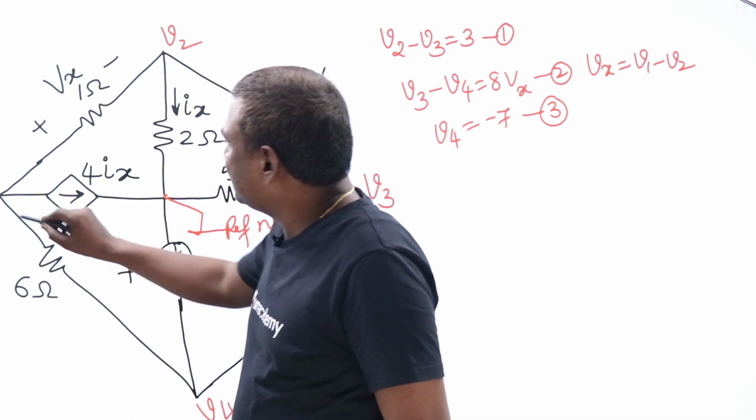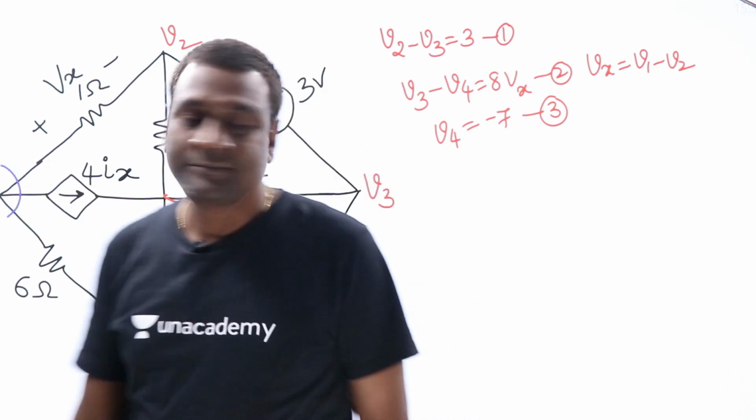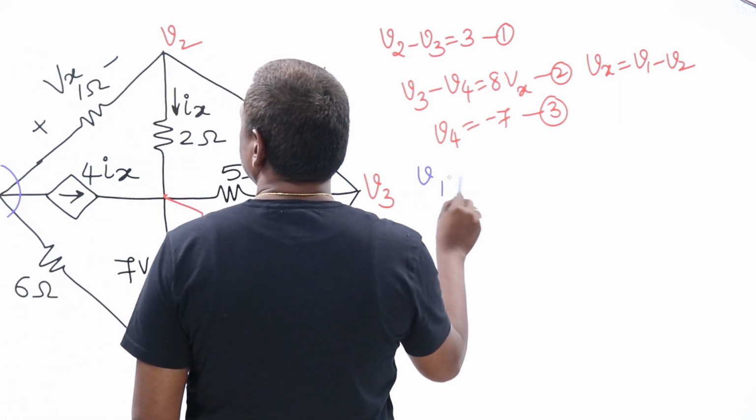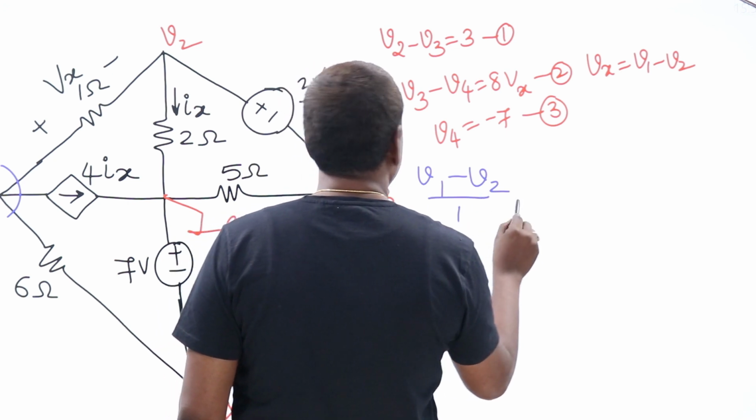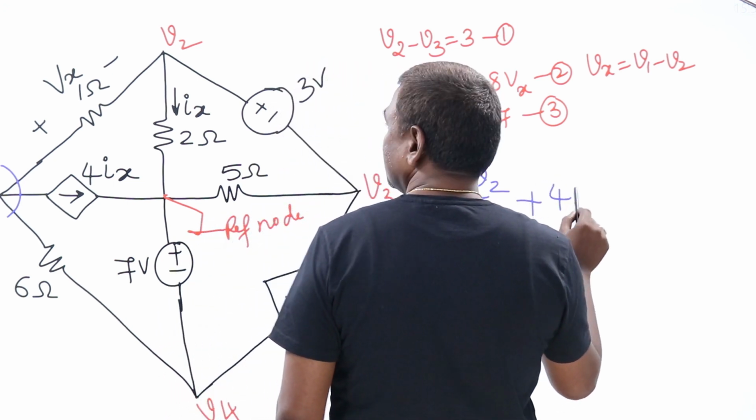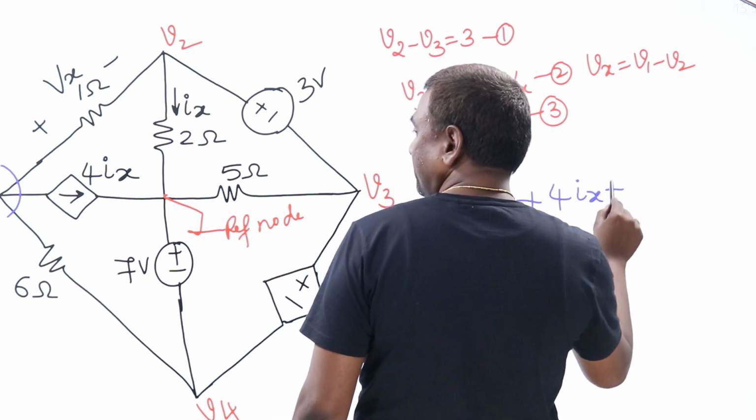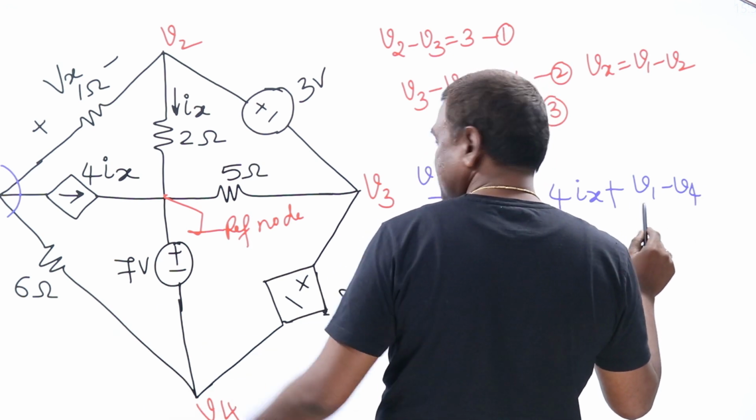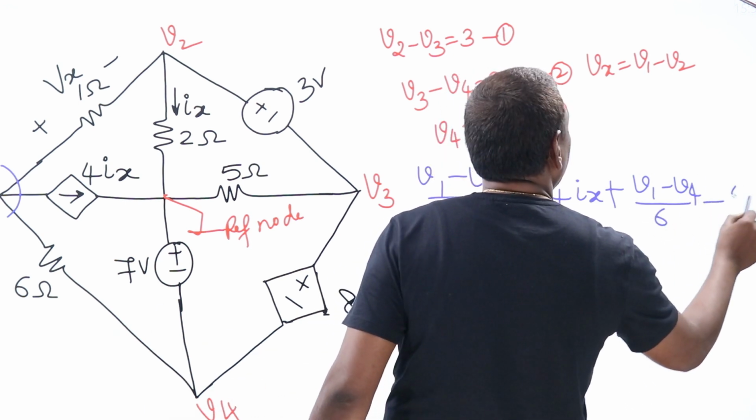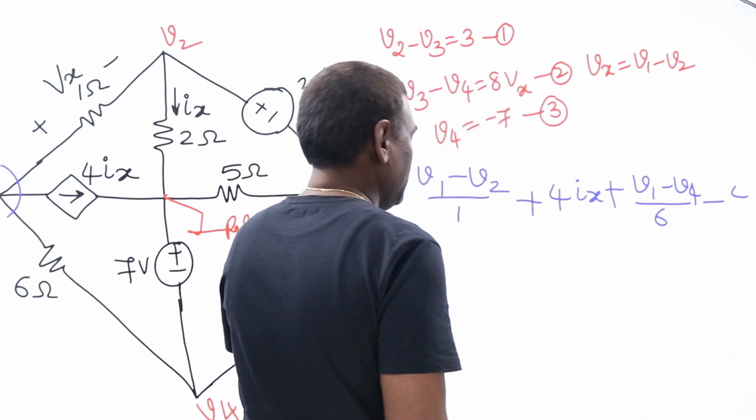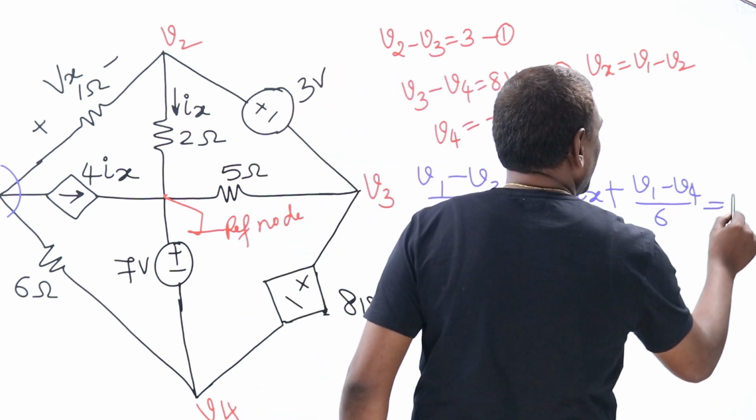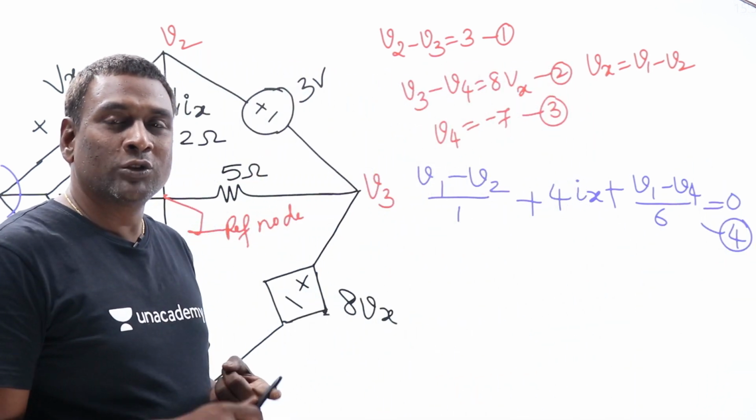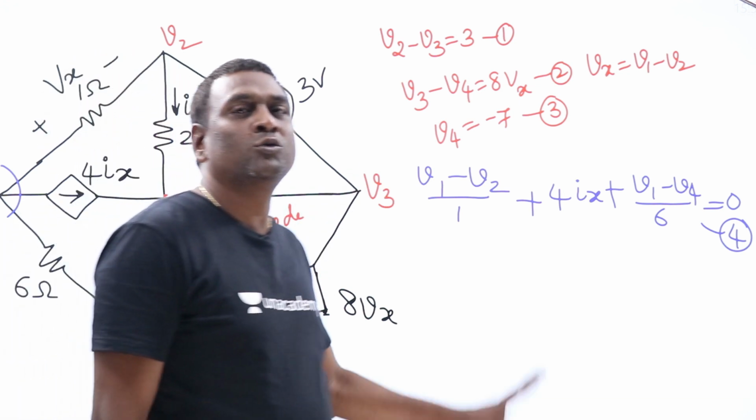If I start KCL here, what is the leaving current here? V1 minus V2 by 1 plus 4Ix plus V1 minus V4 by 6 equal to 0 is going to be the fourth equation. So, one time you are supposed to apply KCL, and the remaining 3 you are going to get directly as relations.